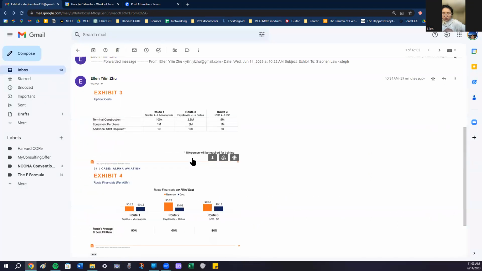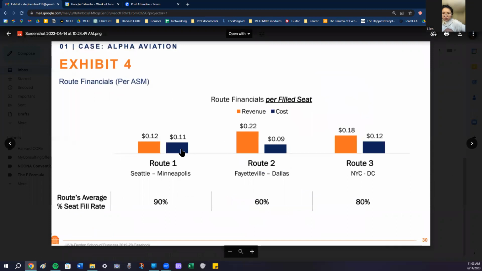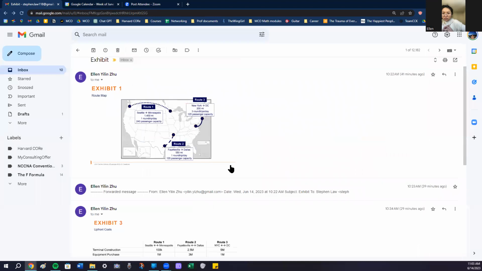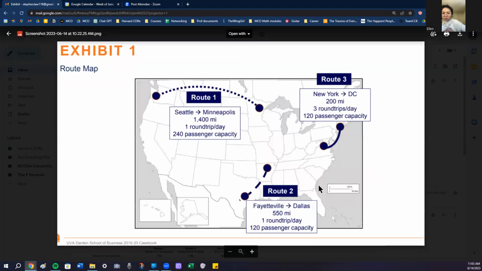Okay, wait. I think I mixed up my numbers. Route 2 is 72 seats multiplied by... Okay, I got mixed up. We have the 13 cents from Fayetteville to Dallas, and we have 550 miles times 100. Okay, great. So that actually is right. So we have one round trip per day. So that's $11,000 per day for route 2.